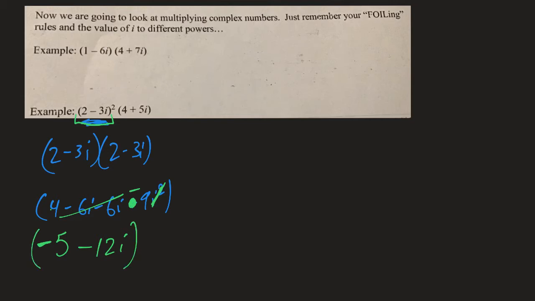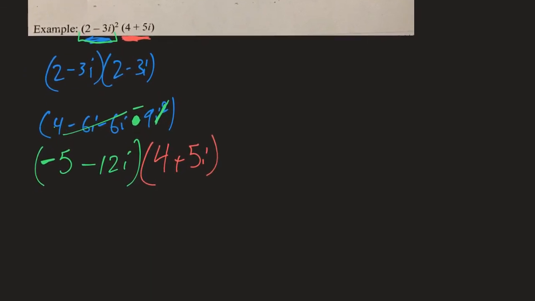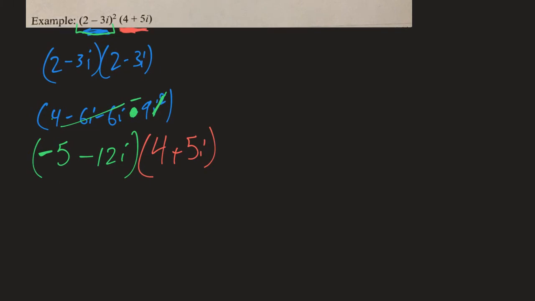And now I'm going to go ahead and bring that second piece down so we can FOIL this one together with it. 4 plus 5i, okay? Remember, guys, we have to make sure that we are distributing in order and make sure that we handle that square properly, okay? Please don't ever write 2 squared minus 3i squared. That's terrible. So let's distribute this.